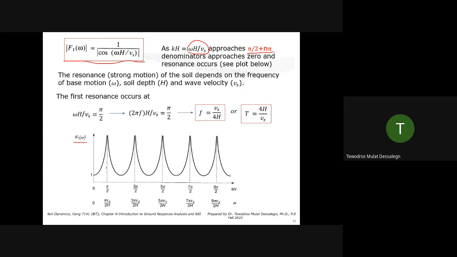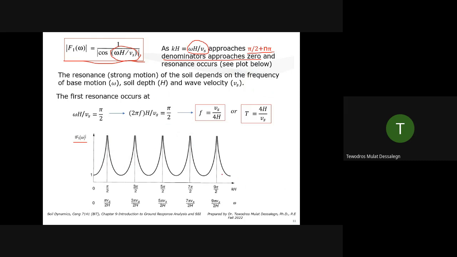This is where the motion is going to try to be infinity. Look at it. At these points, the denominator approaches zero, right? The cosine value approaches zero. If the denominator is zero, 1 over 0 is how much? Infinity. Is that realistic? No, it's not. This happened because we're not considering damping. These are resonance points.